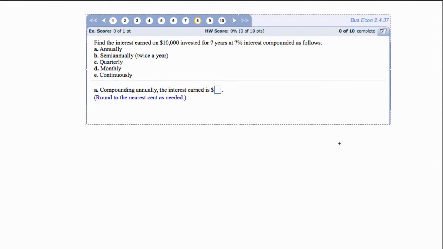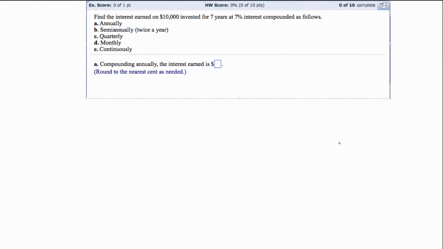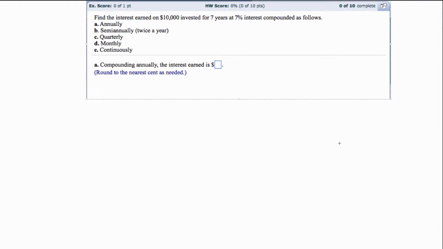It's a nice problem here. This is 2.4.37. So we want to find the interest earned on $10,000 invested for 7 years at 7% interest compounded in the following ways. Okay, so let's write down the first one, annually, first.